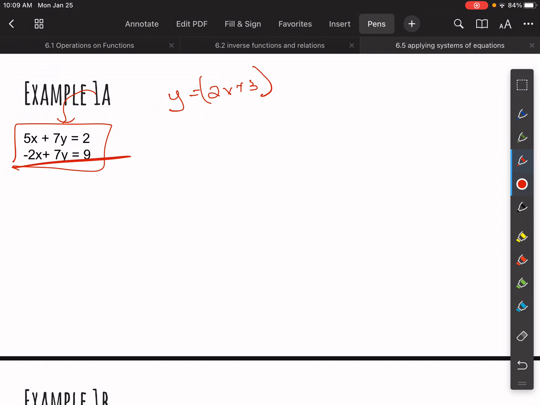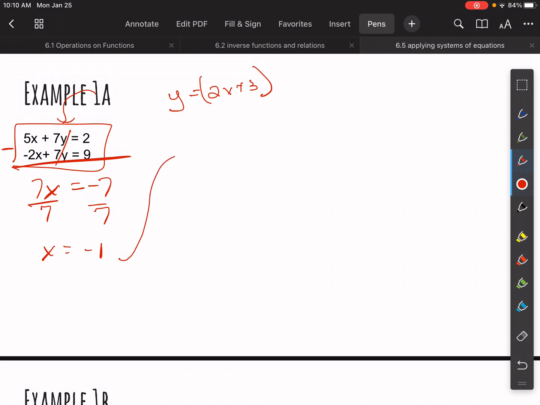Okay, so for this case, to get those 7y's to disappear or to eliminate them, we're going to subtract because the signs are the same. So we have 5x minus negative 2x, which is 7x. 7y minus 7y is no y's. 2 minus 9 is negative 7. And then if we divide both sides by 7, we get x is equal to negative 1.